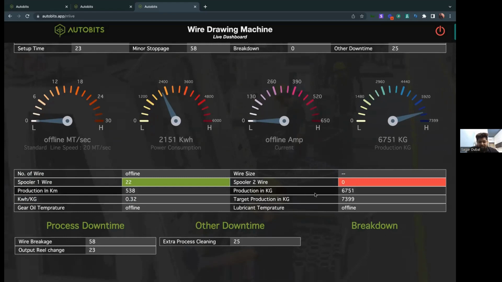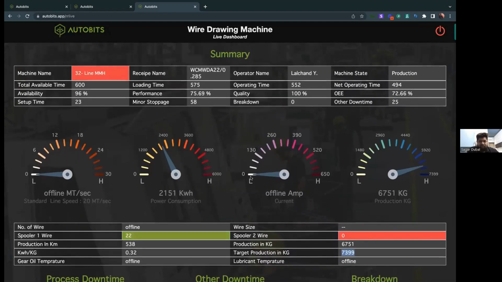So what is the production target? This is the production that they've done, and the target for this day should be 7,300 or 7,400 kgs. So this is one more dashboard. We've got a lot more dashboards which show different types of data, tailor-made to clients' requirements.